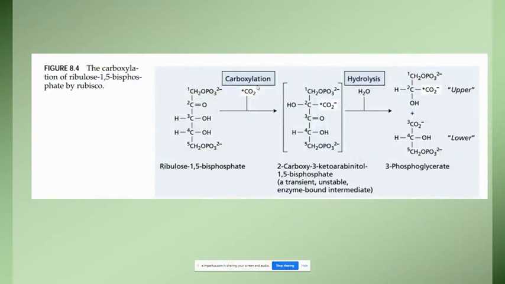You can write this name like 2-carboxy 3-keto-arabinotol or 3-keto 2-carboxy-arabinotol. That is not the problem. You can write 3-keto first or 2-carboxy first, no problem, because the IUPAC name is 2-carboxy 3-keto-arabinotol 1,5-bisphosphate. This is an unstable compound.